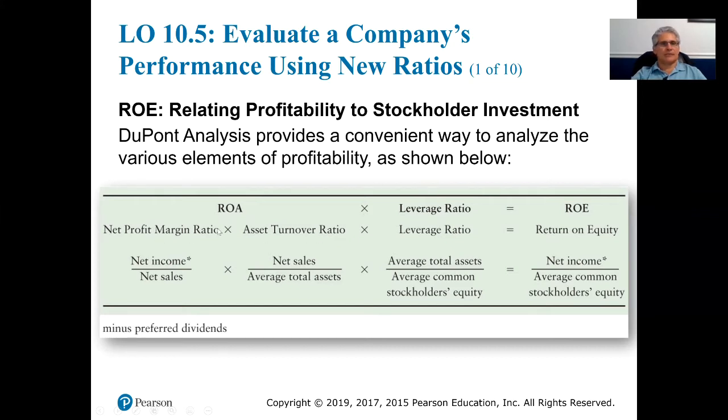Well, these are still ratios, so how do we get these? So net profit margin ratio is determined by taking net income divided by net sales, and the asset turnover ratio is net sales divided by average total assets. The leverage ratio is determined by taking average total assets divided by average common stockholders' equity.